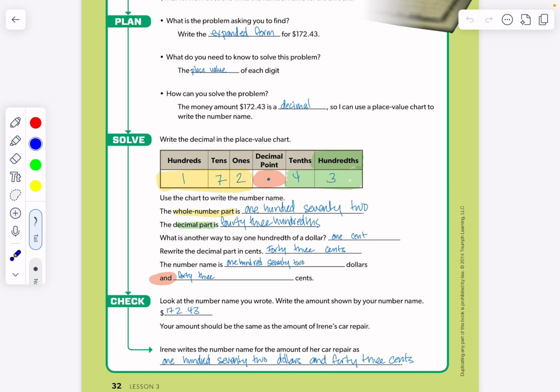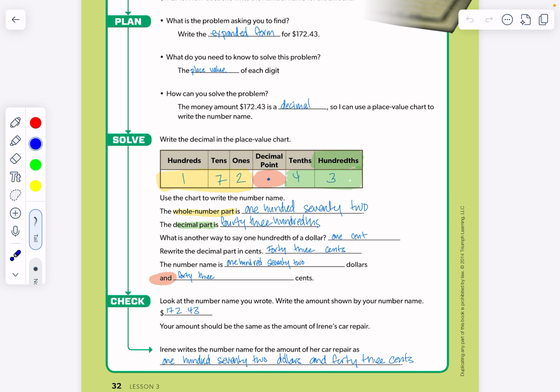The second part I like to say is the decimal point, but we don't say point. We say the word and, right? So 172 and. And then the last part is highlighted in green, which is the decimal part. It's what comes after the decimal point. So the number 43 comes after the decimal point.